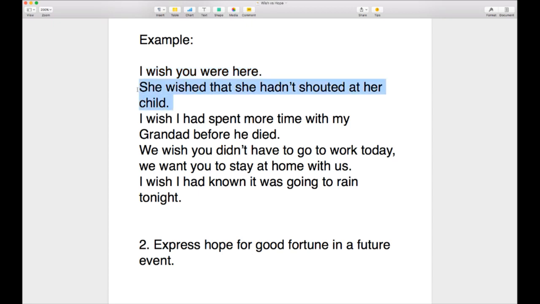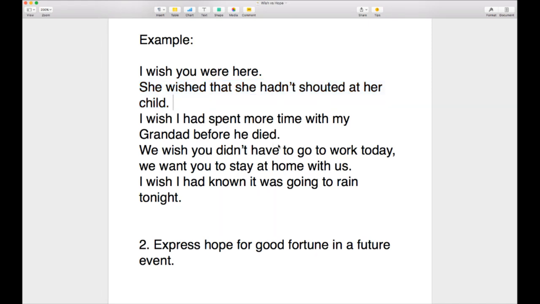Another sentence, she wished that she hadn't shouted at her child. So she's wishing that something in the past were different. Obviously, you can't change the past. It's impossible. So that's why she uses the word wish instead of hope.